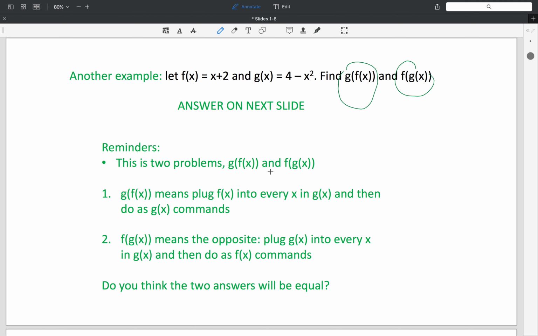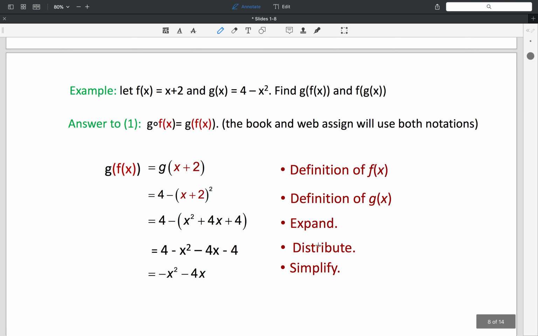So here are some reminders. It's 2 problems. g of f of x means plug f of x into every x in g of x, and then do as g of x commands. f of g of x means first you plug g of x into every x in f of x, and then do as f of x commands. And do you think these 2 answers will be equal? Again, you know the drill. Pause, work on this, and see me in the next slide. I'm going to go to the next slide now.